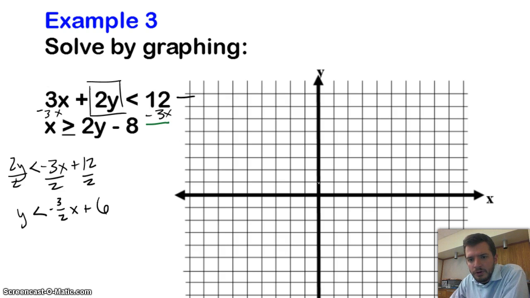So let's graph it. We'll go up 6: 1, 2, 3, 4, 5, 6. Okay, make our y-intercept there. We'll go down 3, so 1, 2, 3, over 1, 2. And it is a dotted line, thankfully, because I can't draw a solid line. And we'll draw a dotted line, something like that.